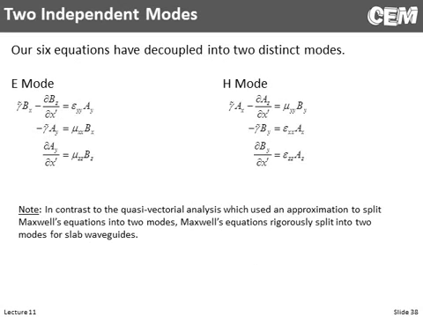What we see from those remaining 6 equations is they've actually decoupled into 2 independent sets of equations. One we're going to call the E mode, because we're going to eliminate all references to B and end up only with A. And the other one we're going to call the H mode, because we're going to eliminate all references to A and only have a B left in there. So for the E mode, we're going to have a wave equation with only A. And for the H mode, we're going to have a wave equation with only B.